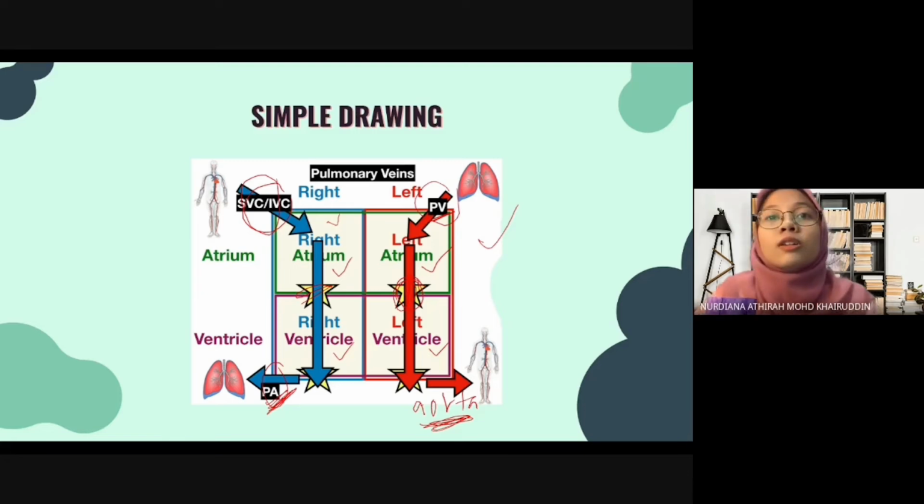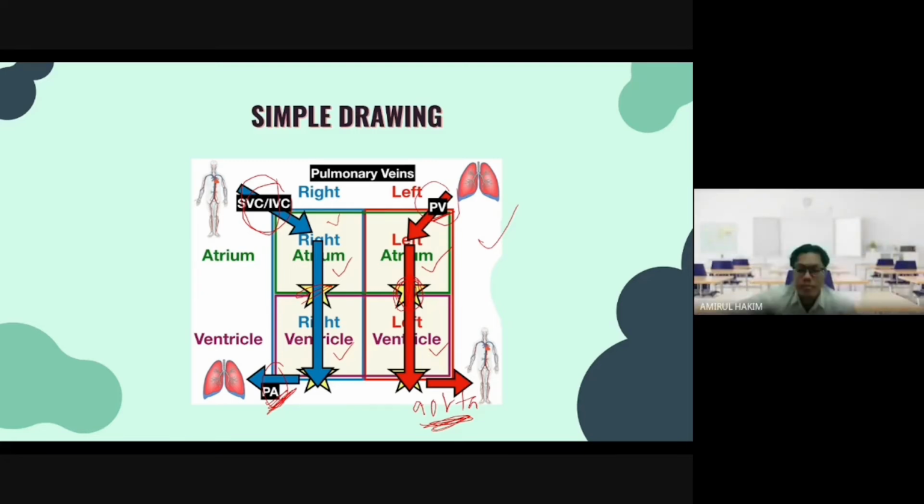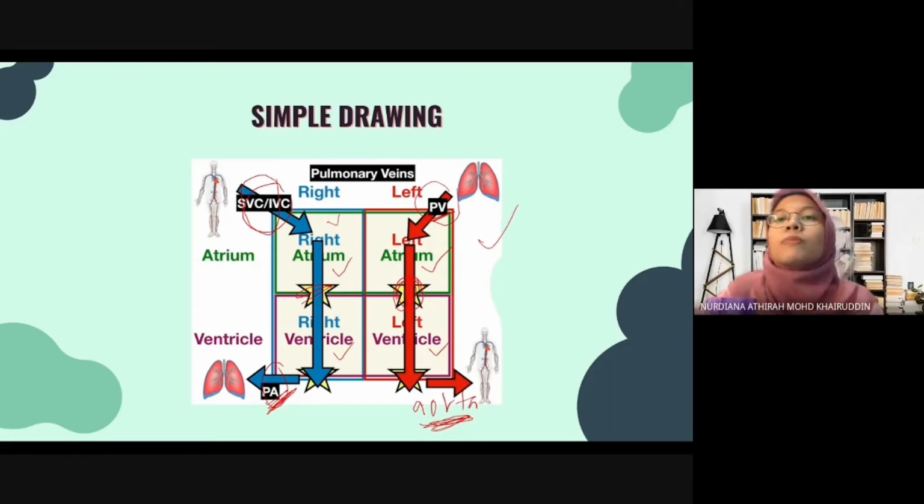So that's all. Easy, right? For this part, you should remember the structure and the flow of the blood. I hope this drawing will help you in the exam later, because I think this drawing is simple and easier to understand.